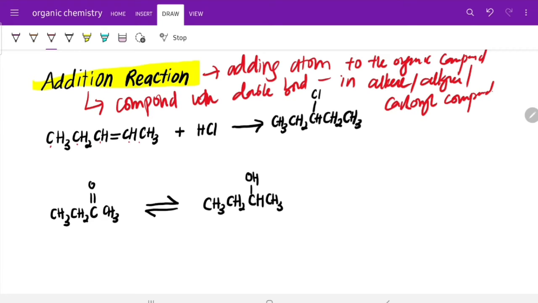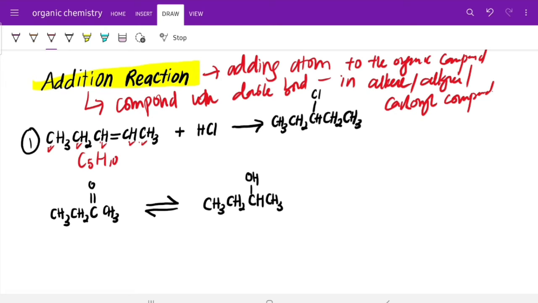So the first example here is your alkene. Let's count the number of carbon and hydrogen that is initially present in your alkene. So we have 1, 2, 3, 4, 5, so 5 carbon, and hydrogen 5, 6, 7, is 10 hydrogen. After reacting this alkene with HCl, or your hydrochloric acid, we are making a new compound.